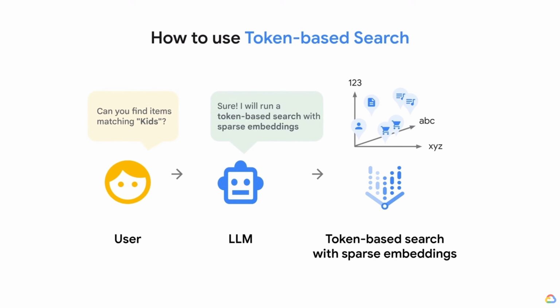Let's explore how to use token-based search with Vertex AI Vector Search, using a sample dataset. In this example, we will use 200 items from Google Merch Shop dataset.